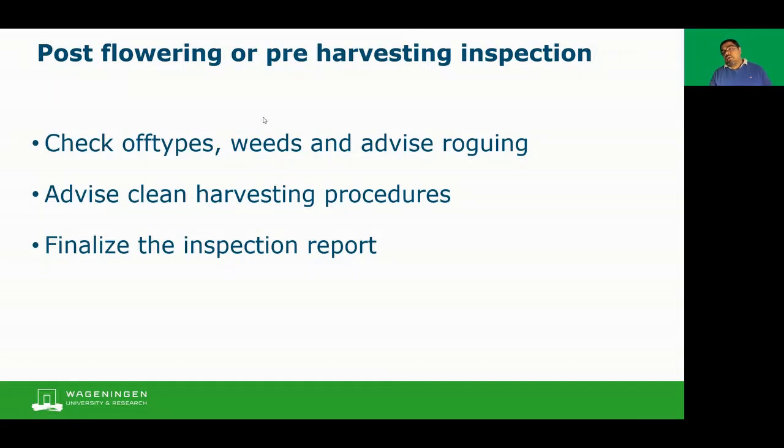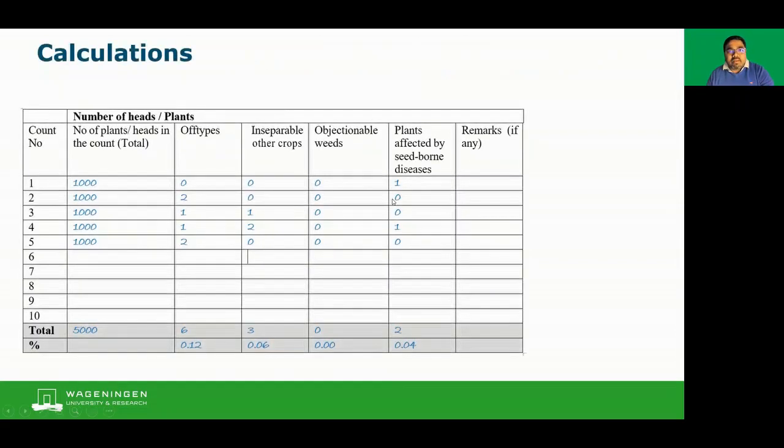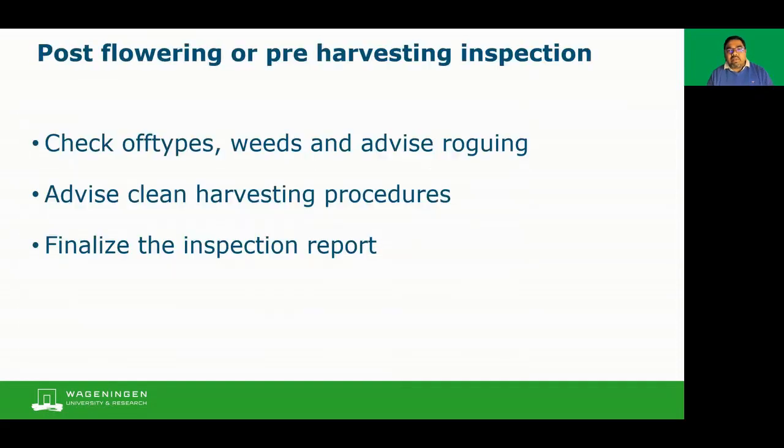Now we are talking about the inspection that happens at the post-flowering or pre-harvesting stage. In many crops there are post-flowering inspections also. Again, we have to check the off-types and weeds, and we have to advise if roguing is necessary. Then we have to advise on clean harvesting procedures.